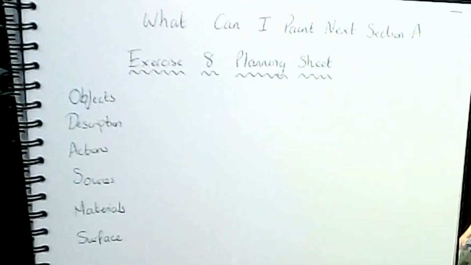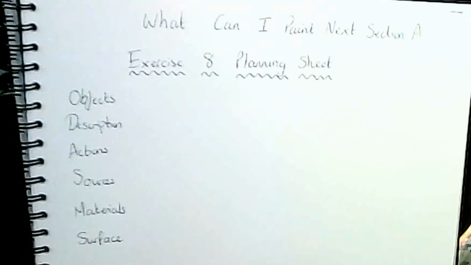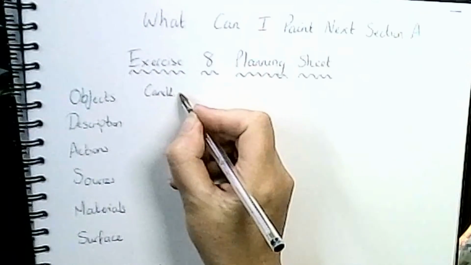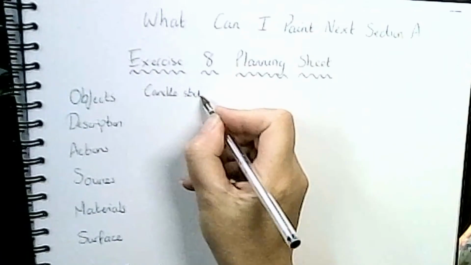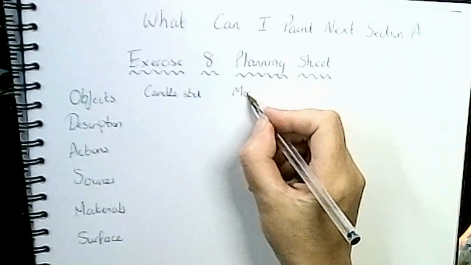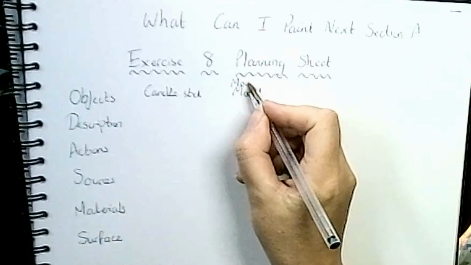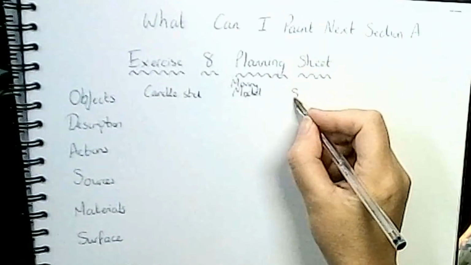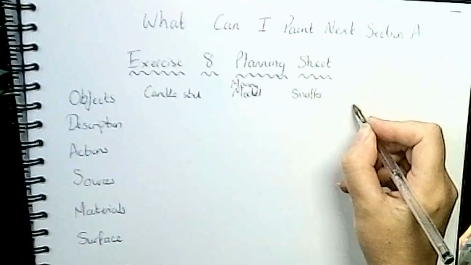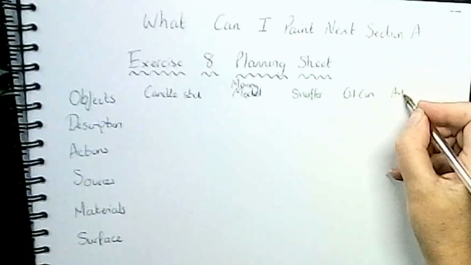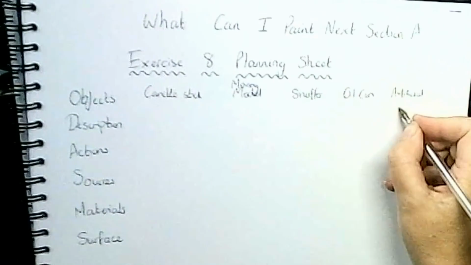So what can I paint next? Section A, exercise 8, planning sheet. The objects: candlestick, moving model, snuffer, oil can, artificial rose.